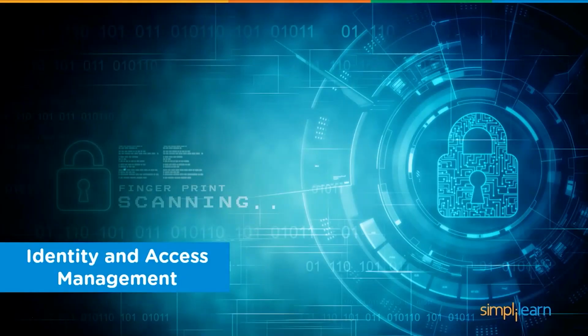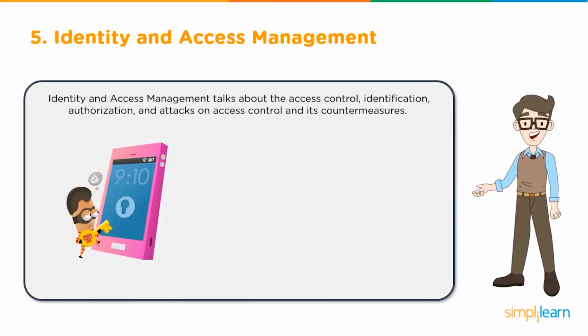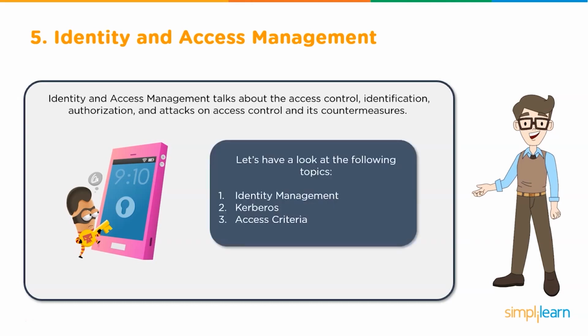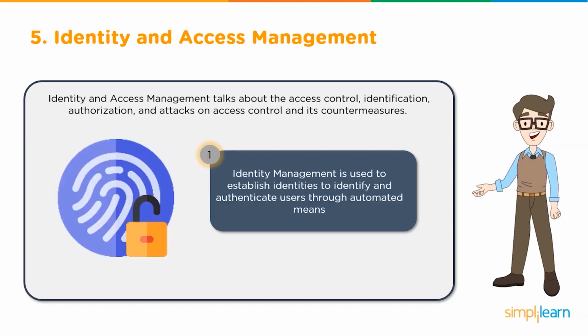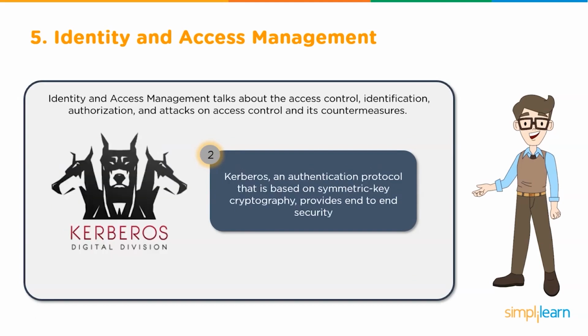Moving to identity and access management, our fifth domain, let's have a look at what this domain is all about. This domain of CISSP is all about access control, identification, authorization, and attacks on access control and its countermeasures. To be able to access a dataset or a resource, a subject has to be identified, authenticated, and authorized. Identity management, Kerberos, and access criteria are a few of the crucial fields here. In identity management, through automated means, users are identified and authenticated. This domain also speaks of Kerberos, an authentication protocol that is based on symmetric key cryptography and provides end-to-end security.